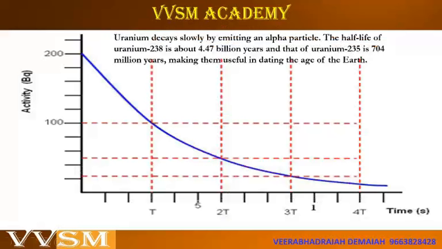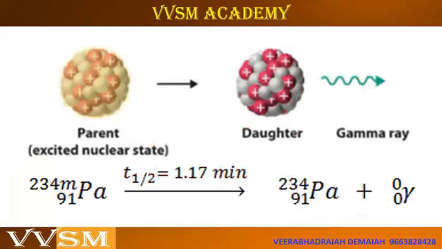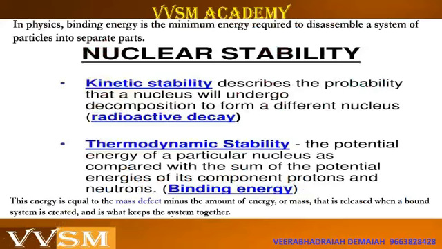Uranium decays slowly by emitting an alpha particle. The half-life of uranium-238 is about 4.47 billion years. Parent excited nuclear state, daughter atom, the emission of gamma radiations.